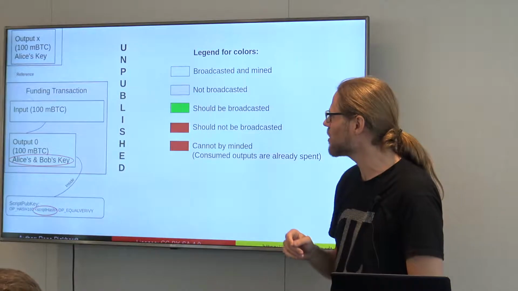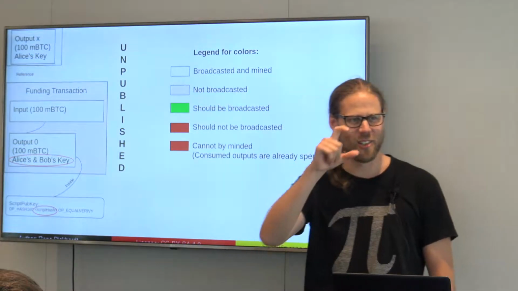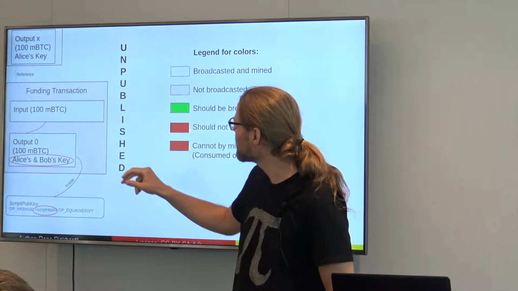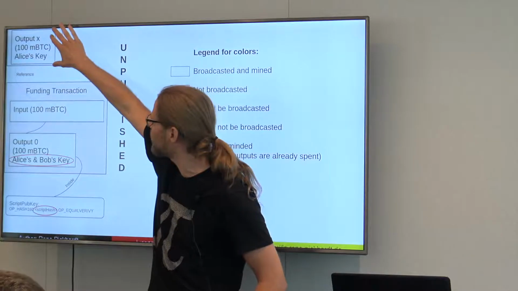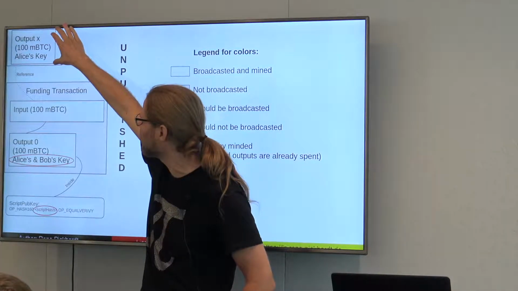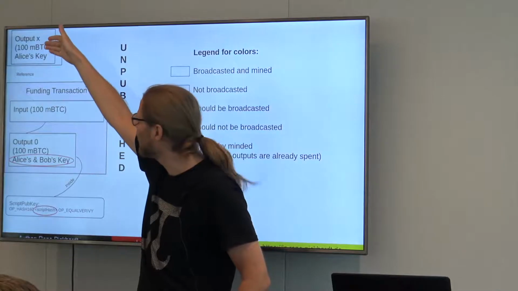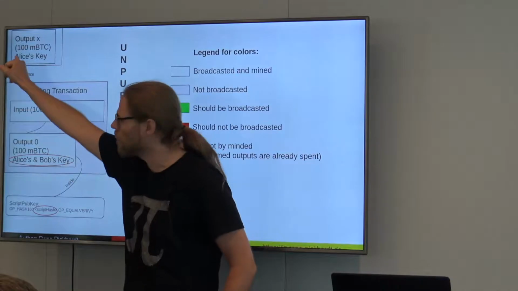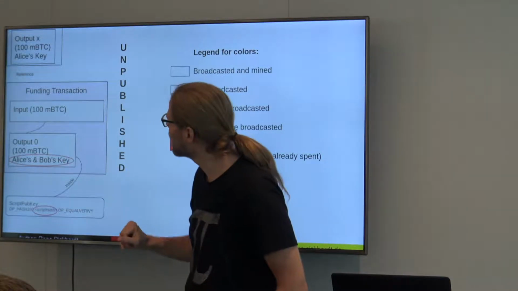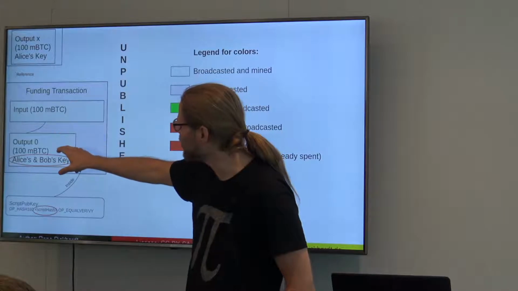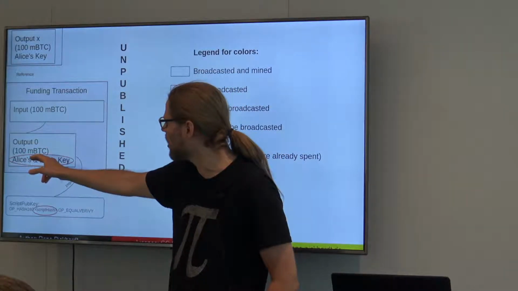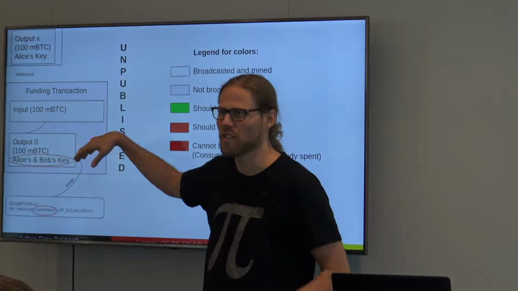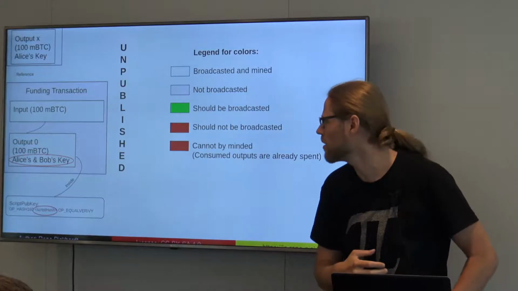So I drew some pictures, and I wanted to actually steal your lock, but I haven't managed to find one and do it. So let's just assume we have some output over here of 100 millibitcoin, and it's controlled by Alice's key. And Alice, in her funding transaction, has the input script referring to this output and is creating a new output that says everything goes to Alice and Bob's key, right? Which means it's a 2 out of 2 multisig wallet.